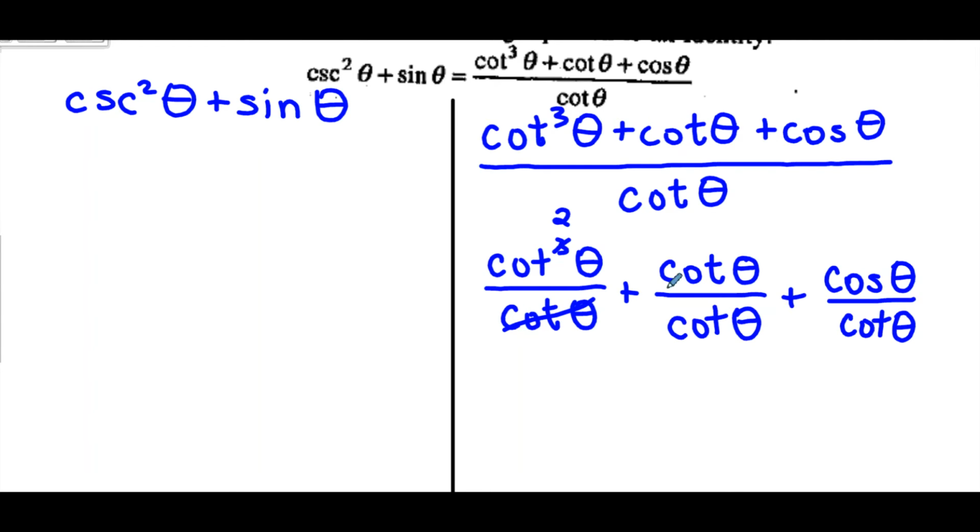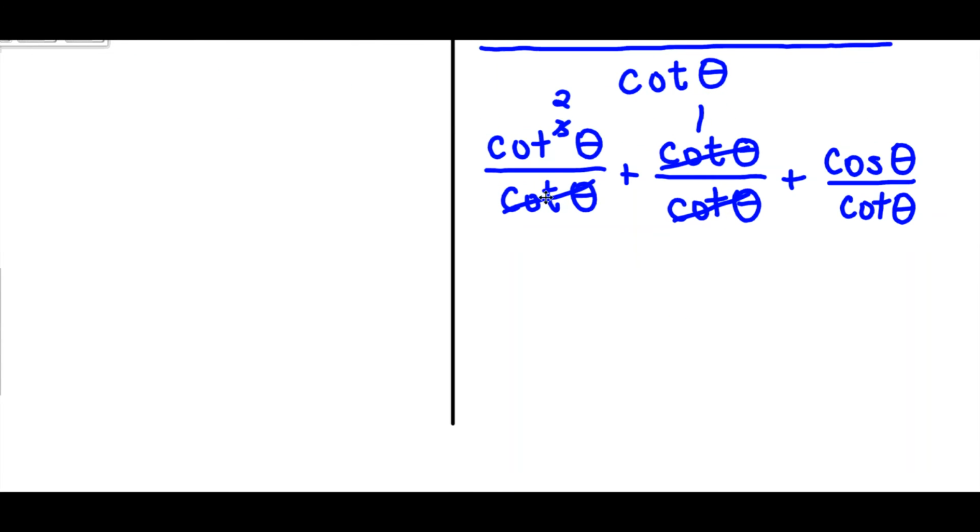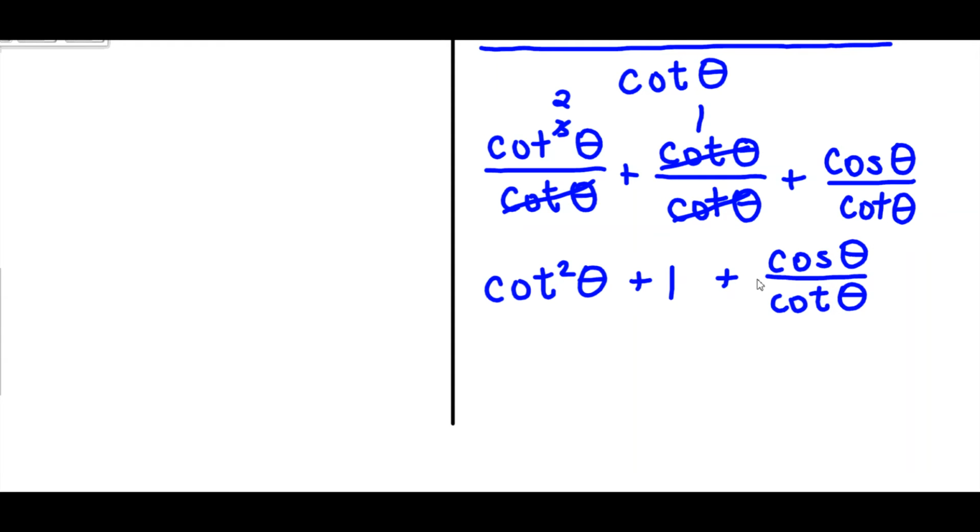In the second term, cotangent and cotangent, well, that's going to cancel, and I'm going to be left with just 1. And the last one here, there's not a whole lot that I can do with that. So we're just going to hold on to it and work with it in the next step. So when I rewrite this, this here is going to simplify to just being cotangent squared theta plus 1. And I have this tag along that I couldn't really simplify, but we're going to continue to work with.